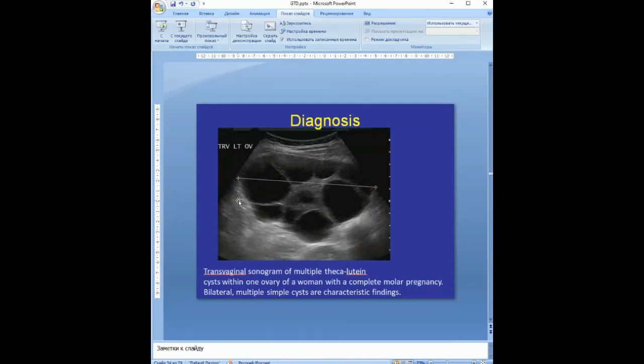Transvaginal sonogram of multiple theca lutein ovarian cysts with one ovary of a woman with a complete molar pregnancy. Bilateral, multiple, simple cysts are characteristic findings.